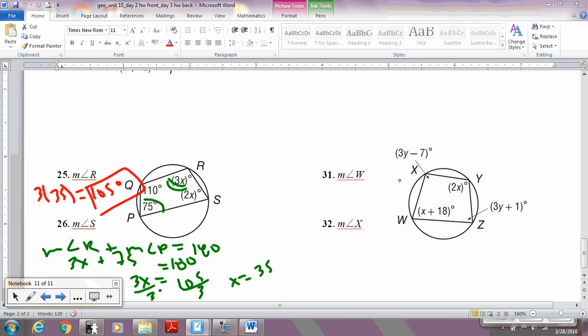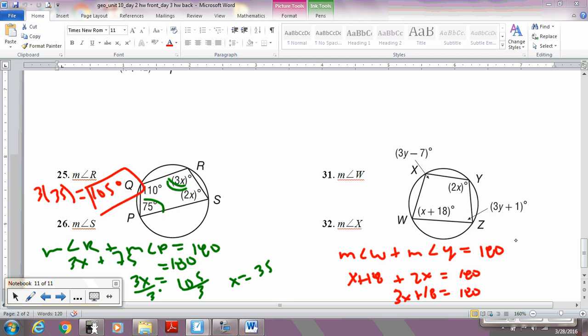Using the same theorem, I can answer 31. I know that the measure of angle W plus the measure of angle Y will equal 180 degrees. So that means x plus 18 plus 2x is 180. So combine my like terms, I would have 3x plus 18 equals 180. Subtract 18, so you have 3x is equal to 162. And then divide by 3, so x is equal to 54.